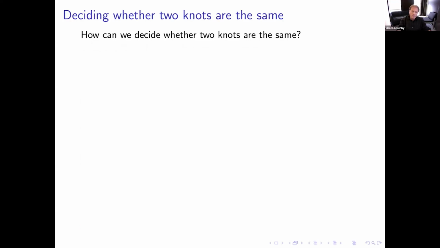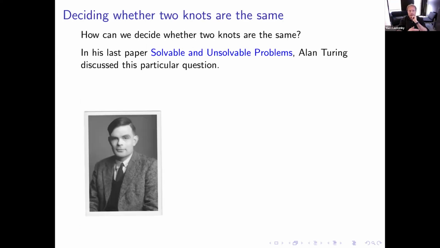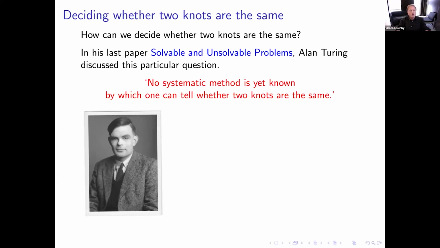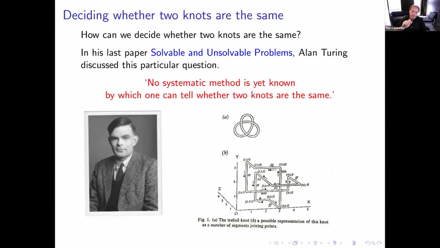And interestingly, it was also raised by Alan Turing. In his last published paper, Solvable and Unsolvable Problems, he discussed this particular question. He says, no systematic method is yet known by which one can tell whether 2 knots are the same. You can see here an excerpt from that paper where he's drawn a trefoil knot, and then he says, in the figure below is a possible representation of this knot as a number of segments joining points. The idea is that that representation is machine readable, so you can input a knot into a computer in that format.